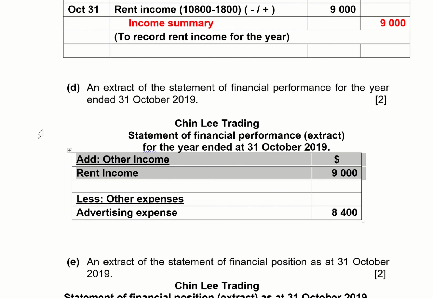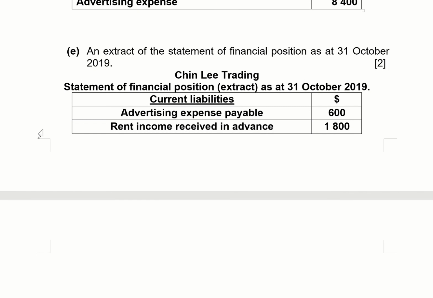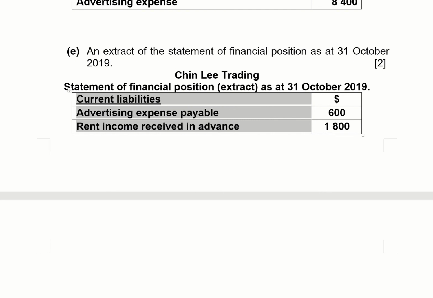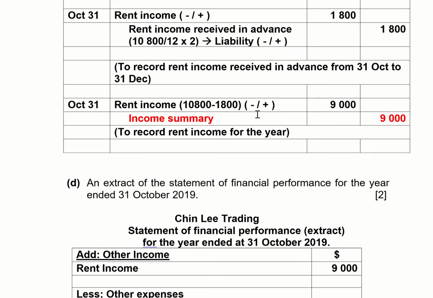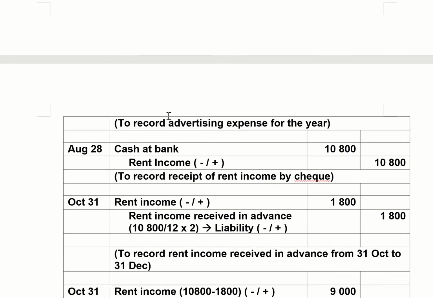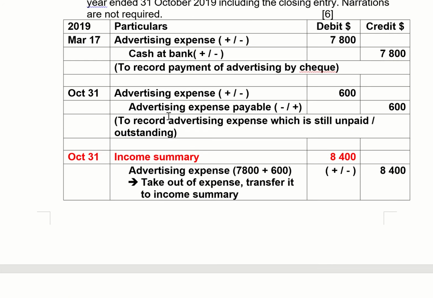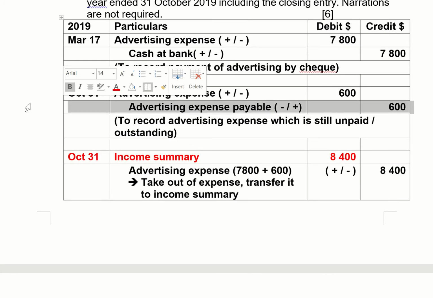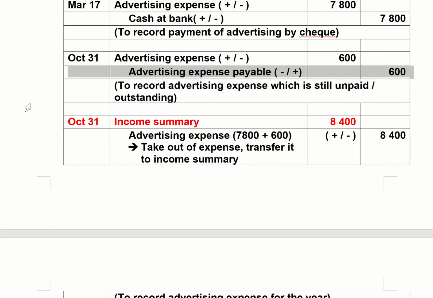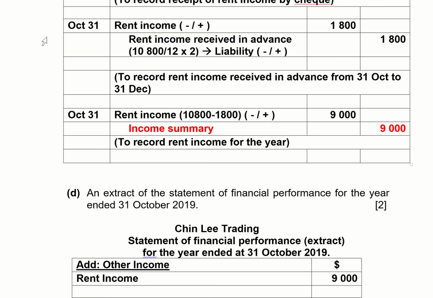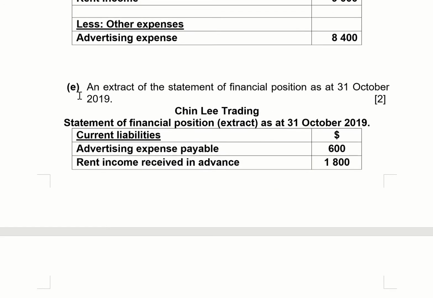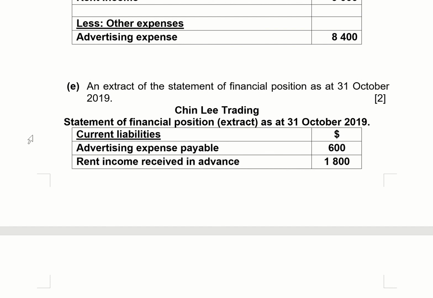The last piece of information is to prepare an extract of the statement of financial position. Actually, all of them are liabilities. You take a look here. You have your advertising expense payable, 600. Payable means you owe somebody the money, so that's why it's a liability. And you have rental income received in advance. You took the money from other people, haven't done the work yet, so you owe that person the work. And that's why you have the liability here.